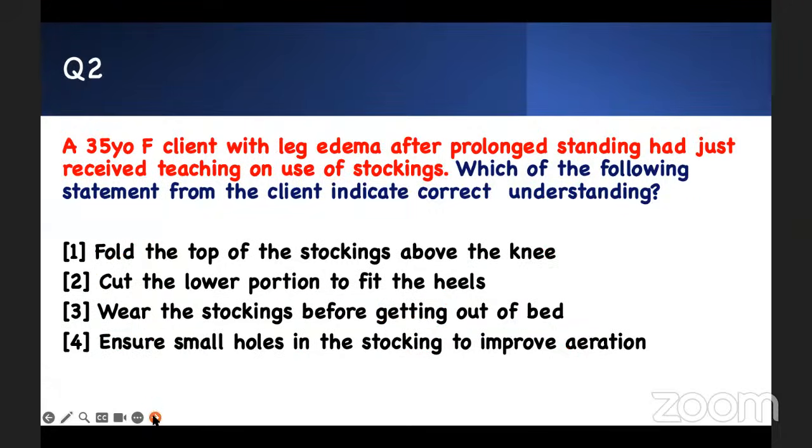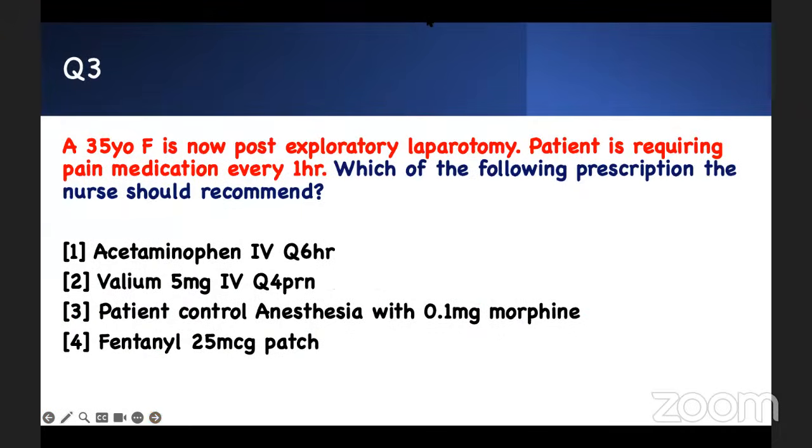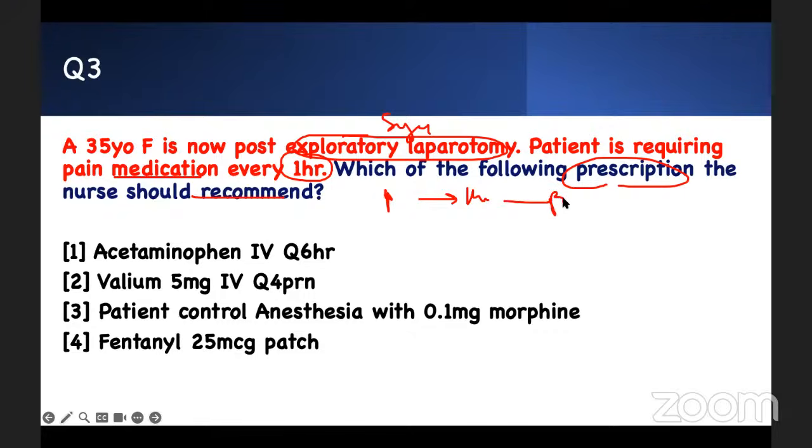Test-taking strategy. It's no magic. It's just like trying to use a knowledge base: eliminate the answers, break the question down. This is the same thing. Which of the following prescriptions should the nurse recommend? A 35-year-old who is post-exploratory laparotomy, don't worry, surgery. The patient is requiring pain medication every hour. What do you think you should do?